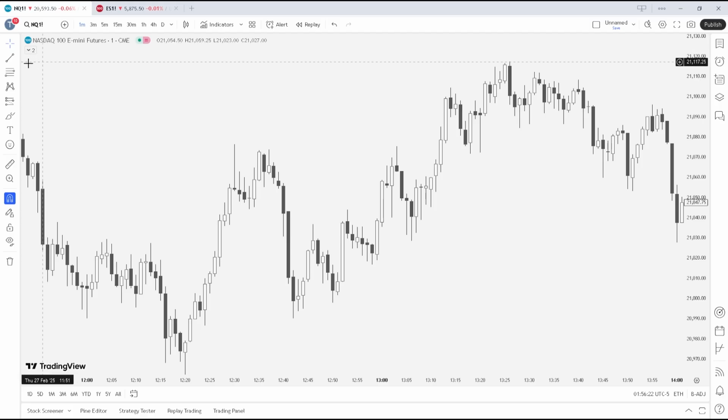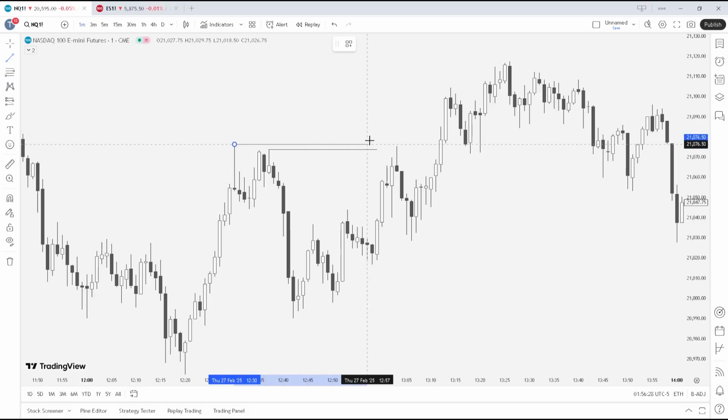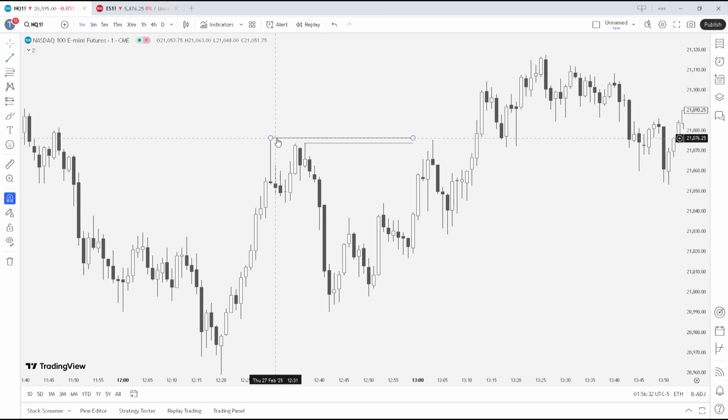So relative equal highs are, as the name says, just highs that are relatively equal to each other. So these are a good example. You have this high right here, you have this other high right here, and they make highs that are relatively the same in price level. And these act as strong price magnets, as strong draws on liquidity.